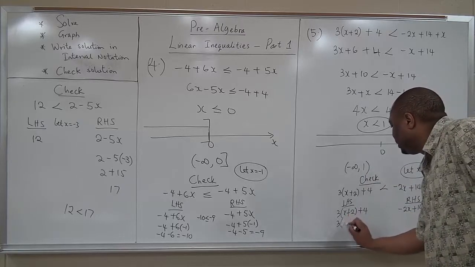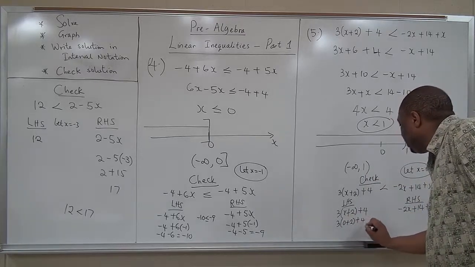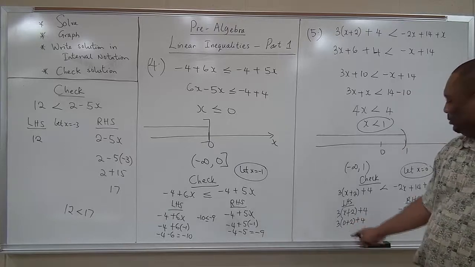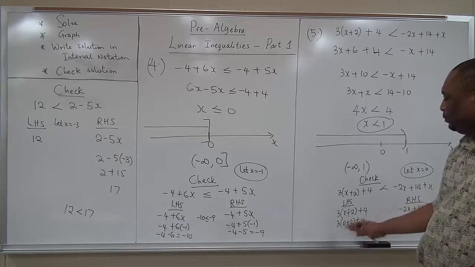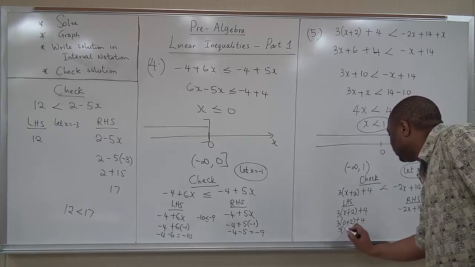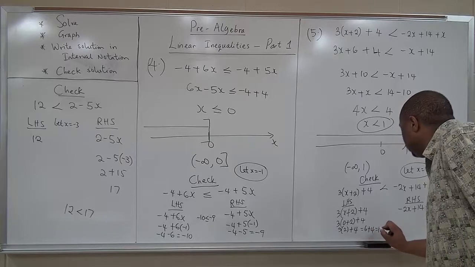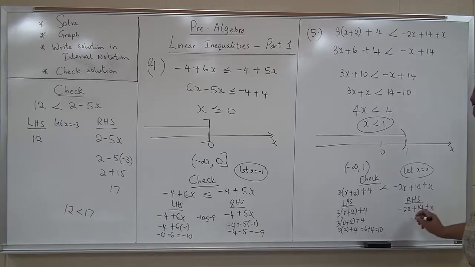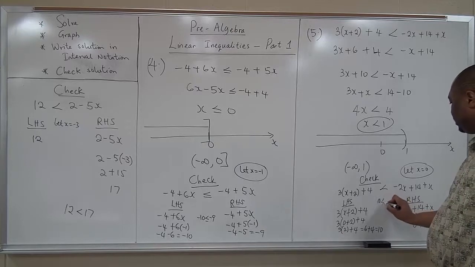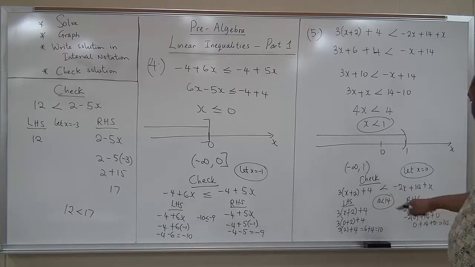So this is 3 times 0 plus 2 plus 4. And, you know, some people will come and do distributive property here. Just go ahead and do PEMDAS, okay? This is 3 times 2 plus 4, which is 6 plus 4, which is 10. So we have 10 on the left. Here, this will be negative 2 times 0 plus 14 plus 0. So this is 0 plus 14 plus 0, which is 14. So you see that 10 is less than 14. And it's still correct.